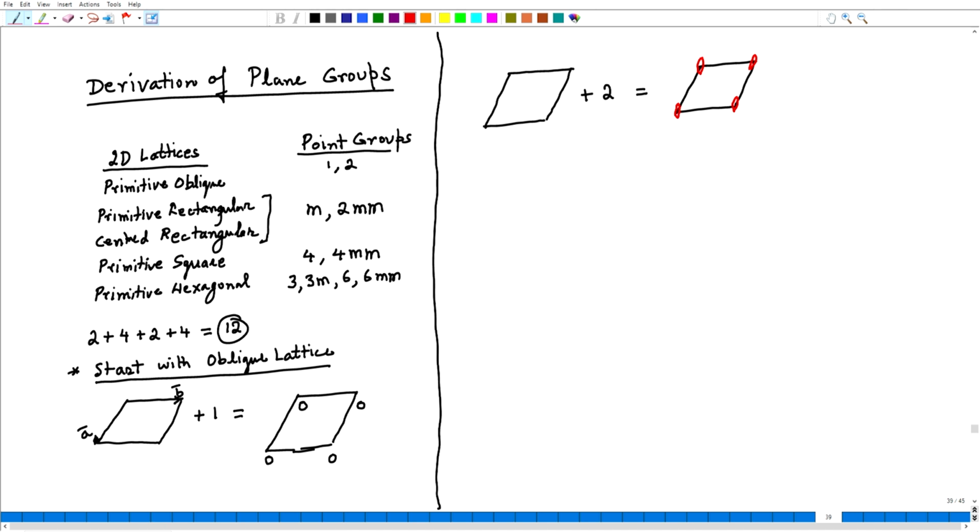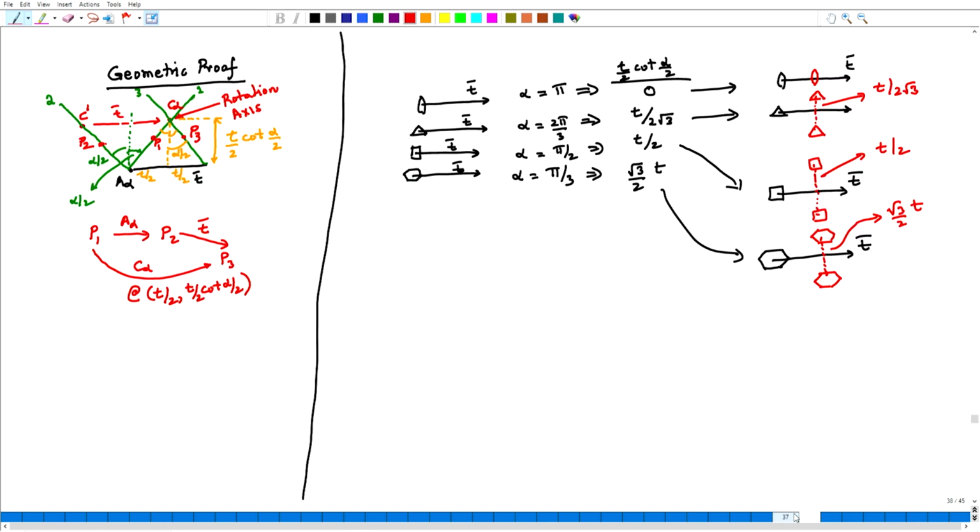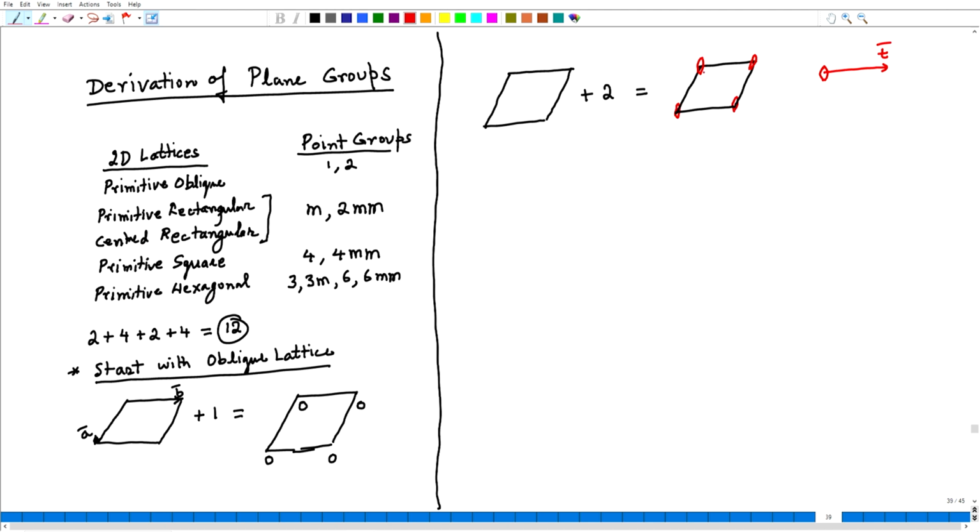But now remember that two-fold with a translation, we go back to the last lecture, there will be another two-fold that will show up in the middle of the translation vector. So, let me color this differently just to show that this is different. I will have a two-fold showing up here. So, I will have two-fold on this center edge, I will have two-fold at this center edge also, and this center edge as well.